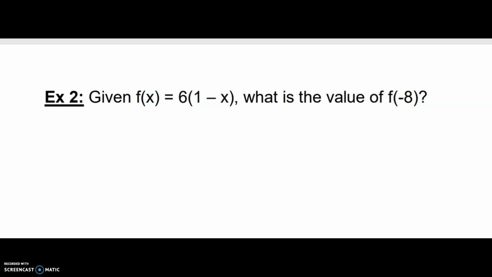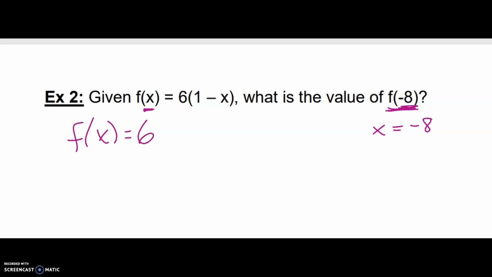We are given the function f, so f of x, our function f of the value of the independent variable x, is equal to 6 times parentheses 1 minus x close parentheses. And it wants to know what the value of f of negative 8 is. This is simply telling us that our x value is going to be equal to negative 8. Notice how in this notation that negative 8 has taken the place of where the x was in our original equation.